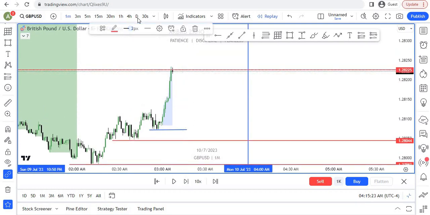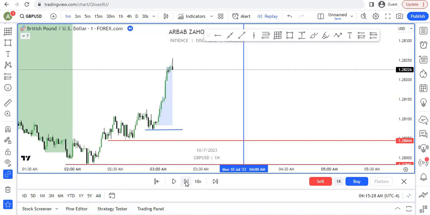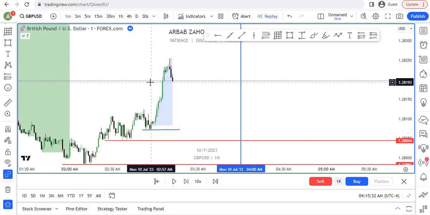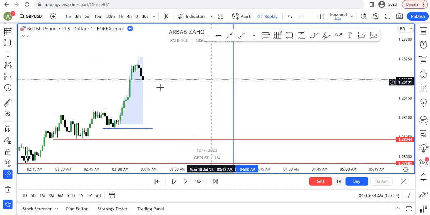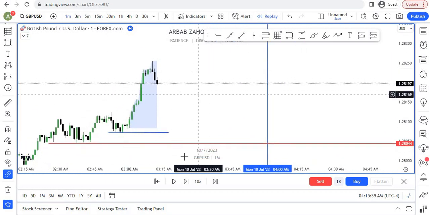Here also. We don't have any valid swing point here, either from SMC or from ICT. You can see here we don't have any valid swing structure.